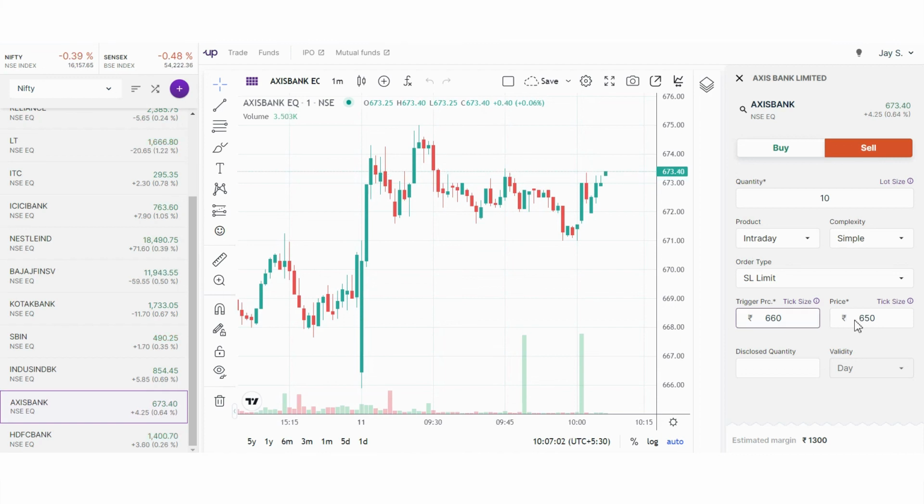And this price is the second alert. So when this second alert is reached, that is when 650 is touched, at that time the limit order for selling at 650 will be activated. Not executed, it will be activated, right?